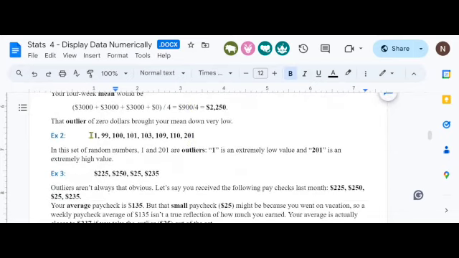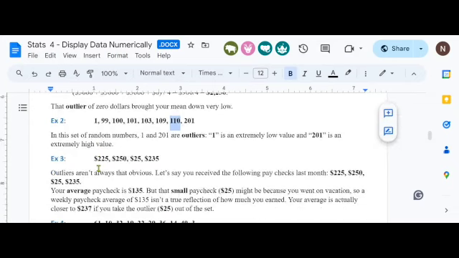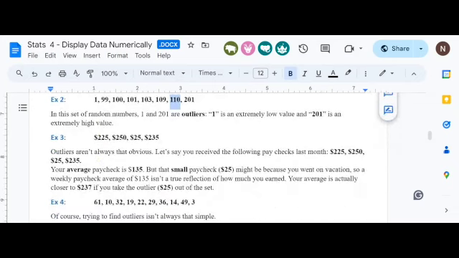Another example here, I have big numbers and small numbers. The smallest number is what? 1, and the biggest number is 201. So what do you think about the outlier by just looking? It's 1. And what about 201? The number before it is 110. So in this set of random numbers, 1 and 201 are outliers. 1 is an extremely low value and 201 is an extremely high value. It could be more.